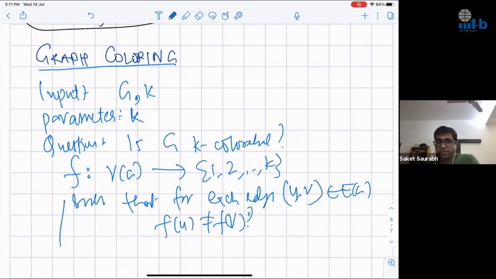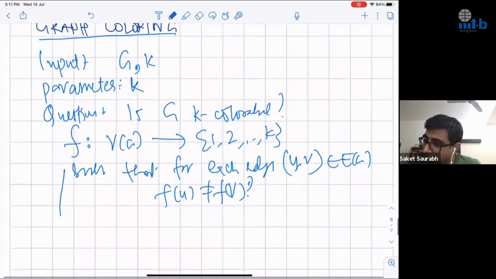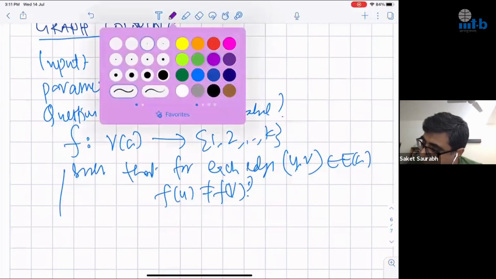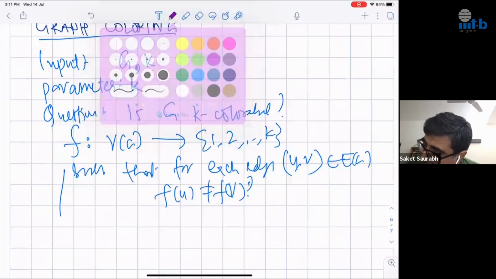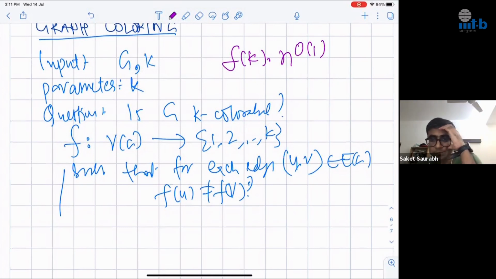Now why is this problem hard? I'm hoping to design an algorithm with running time f of k n to the power of big O of 1. What happens if we design such an algorithm? What goes wrong? Anybody? Please feel free to unmute yourself and answer. In the worst case, you will make a mistake. All of us make mistakes. It's perfectly fine.